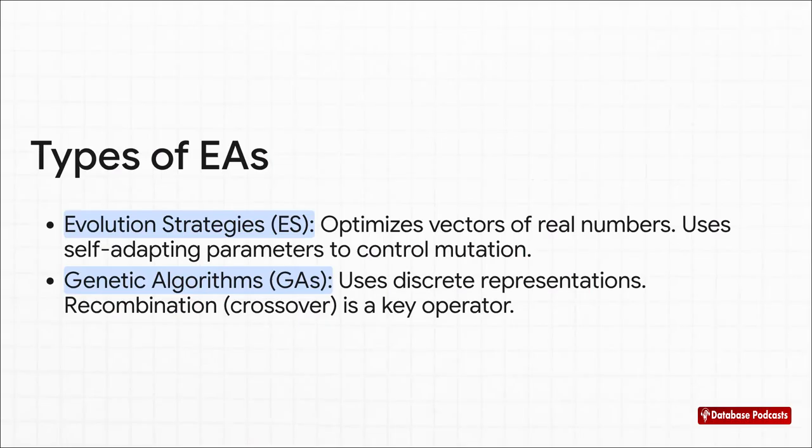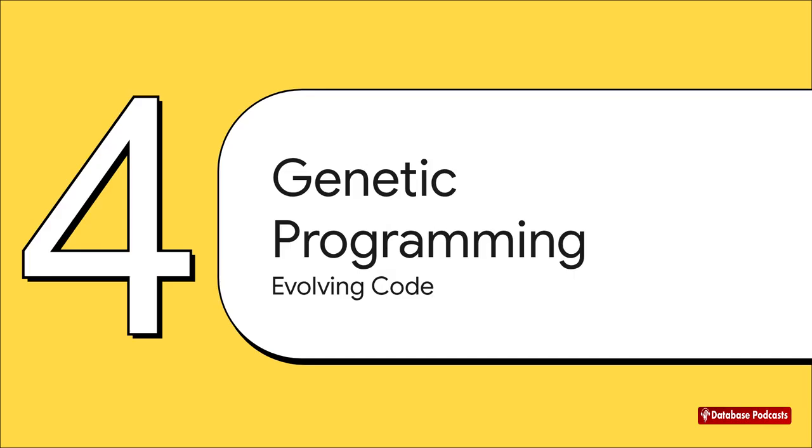Now, this evolutionary idea includes a few specific methods. Two of the big ones are evolution strategies, which are fantastic for optimizing continuous numbers, like fine-tuning the parameters in an engineering design. Then there are genetic algorithms, which are famous for that powerful crossover operator. That makes them great for solving problems where you need to mix and match different discrete parts to find the best combination. Wait a second.